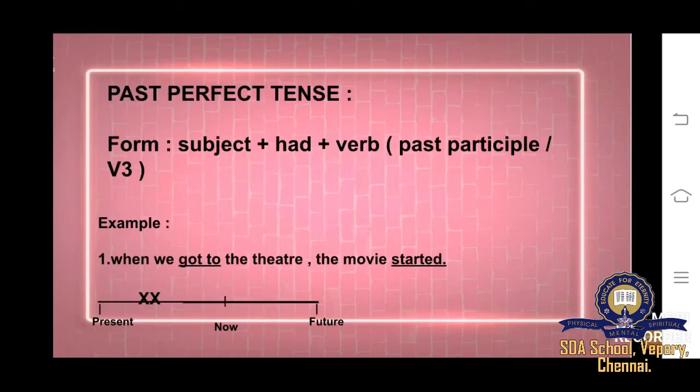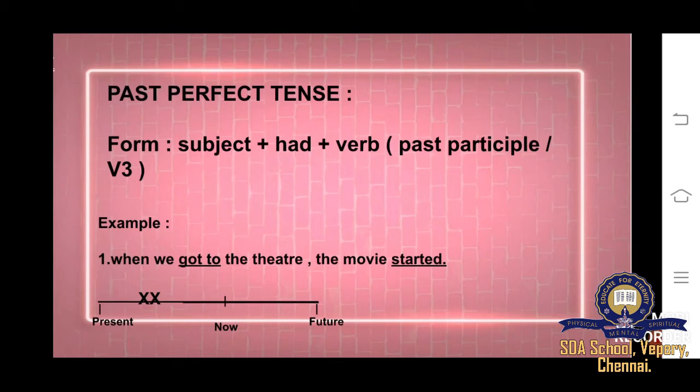The structure is subject plus had plus verb past participle or V3 form. For example, when we got to the theatre, the movie started. There are two past actions in this sentence. Got to the theatre, which means we arrived there, and the movie started.